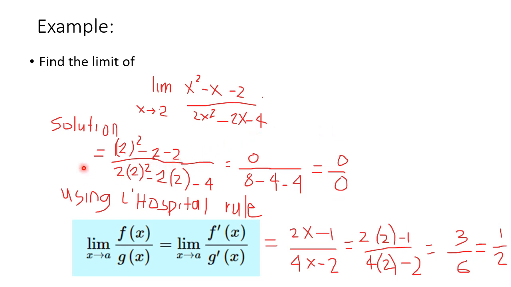So the solution to this one is using L'Hospital's rule. Get the limit of the first derivative, then the limit of the second derivative, substitute the value there, and the answer is not indeterminate. So the answer is this one, 3 over 6, or 1 half. We'll teach you how to get a first derivative in the next topic.